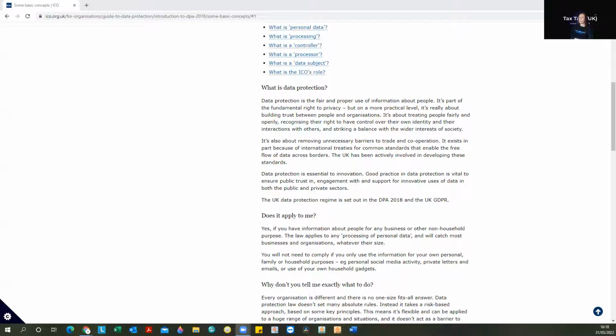It exists in part because of international treaties for common standards that enable the free flow of data across the borders. The UK has been actively involved in developing these standards. Data protection is essential to innovation. Good practice in data protection is vital to ensure public trust in, engagement with, and support for innovative uses of data in both the public and private sectors. The UK data protection regime is set out in the DPA 2018 and the UK GDPR.